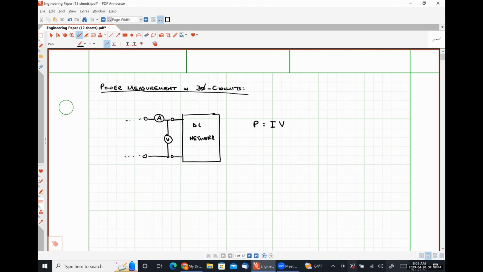Now, why won't that work for an AC network? If you got a multimeter from up here, you could measure the RMS value of the voltage drop across the network and the RMS value of the current. But why isn't that the average power?